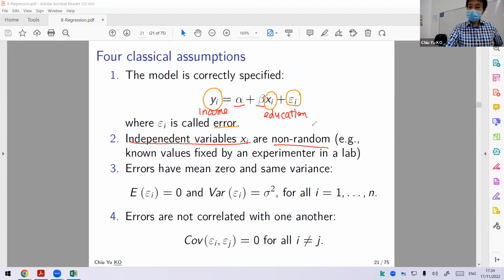And the next one is more or less trivial, okay? The first one is trivial, which says this random term has mean 0. This is trivial because we always have alpha there. Alpha will be absorbing that if it's not 0. So this is not very difficult, okay?